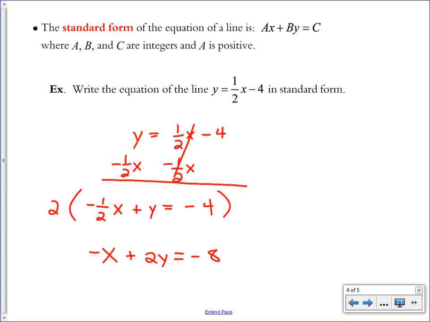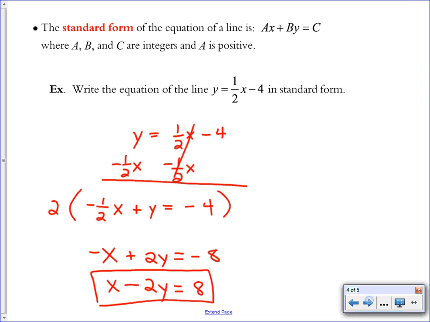Now it's in the right order, we're all integers, but I can easily make a positive here, so I'm going to do that by changing all the signs: x minus 2y equals positive 8. I'm essentially just multiplying both sides of the equation by negative 1 there, which we're always allowed to do. And now my equation is in standard form. And that is all.